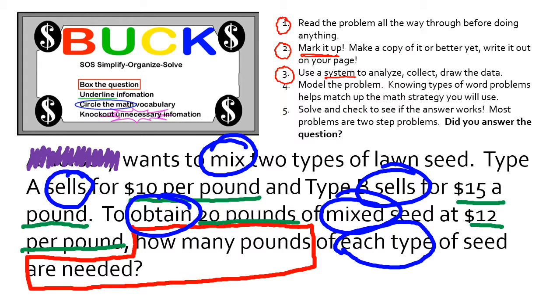Now we're going to work through modeling the problem. This is the part where we have to match up a word type form and do some drawing and putting things together. This is a very important step. Because I have this word mix here, I know it's probably some type of mixture problem, especially since it has money. Money and percent both have to do with mixture problems quite often.